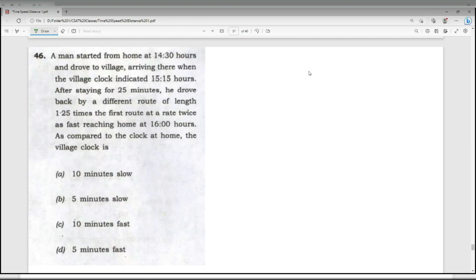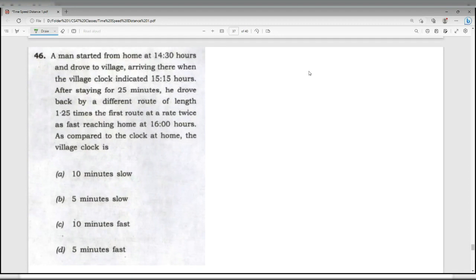A man started from home at 14:30 hours and drove to a village, arriving there when the village clock indicated 15:15 hours. After staying there for 25 minutes, he drove back by a different route of length 1.25 times the first route, at a rate twice as fast, reaching home at 1600 hours. As compared to the clock at home, the village clock is.